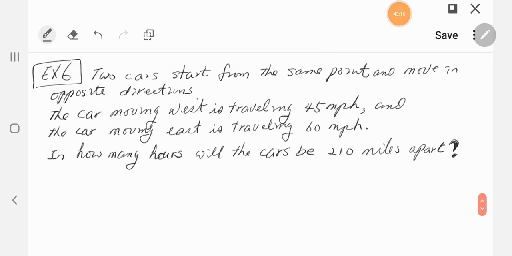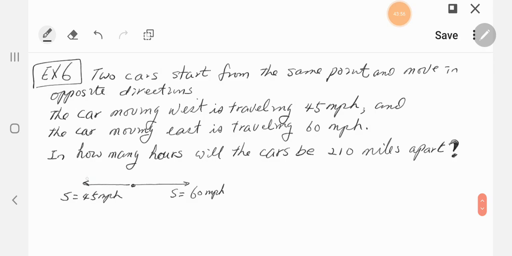Example 6. 2 cars start from the same point and move in opposite directions. So here it is point A, and one car is moving west, another car is moving east. From the original point, the speed of the car going west is 45 miles per hour, and the speed going to the right is 60 miles per hour. In how many hours will the cars be 210 miles apart?